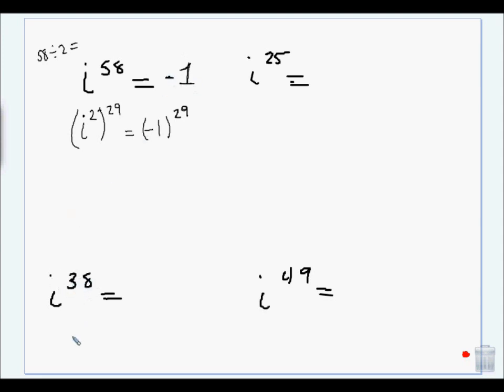Here, 38 divided by 2. Oh, I don't want an odd one. Let me change that number. Let's make it 48, shall we? Because that way I get another even. 48 divided by 2 is 24. So I get -1 to the 24th. A -1 to an even exponent is a +1.